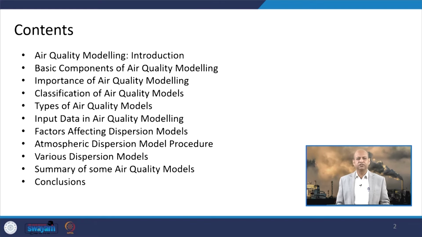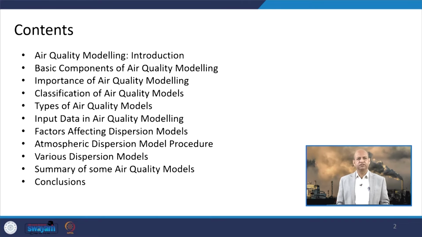As you know, in monitoring we cannot do extensive monitoring because it requires a lot of resources, and in each and every nook and corner we cannot install instruments to monitor air quality. So, basically air quality modeling helps us to estimate ambient air concentrations at various points of our desired destination or of our interest.